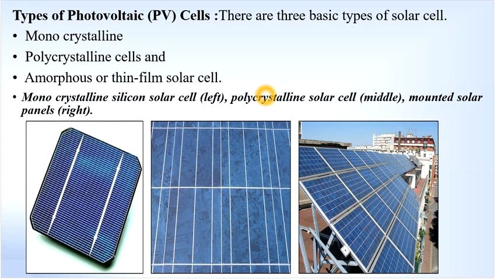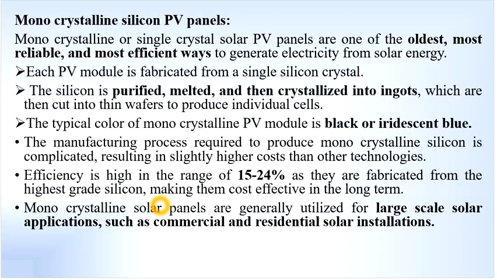Okay, so what is this monocrystalline silicon and what are its characteristics? Monocrystalline or single crystal solar PV panels are one of the oldest, most reliable and most efficient ways to generate electricity from solar energy, and each PV module is fabricated from a single silicon crystal. That's why it is called monocrystalline. And why is silicon material used? Because silicon is a semiconductor. We need a PN junction, right? That's why it is used.